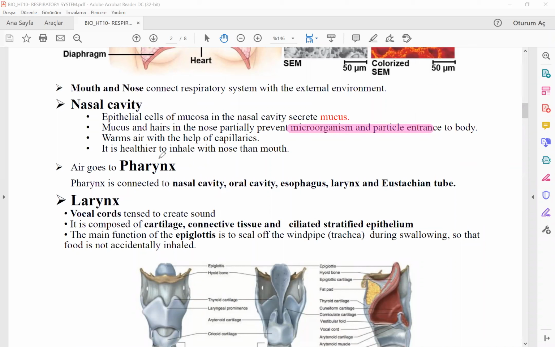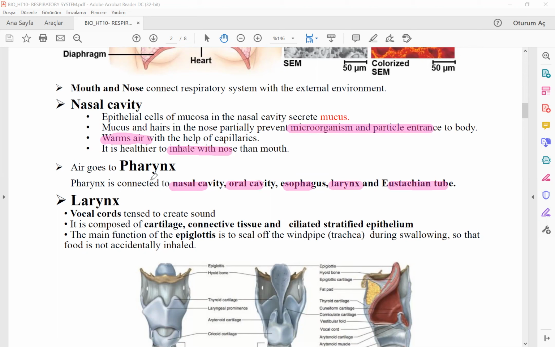And also there are capillaries inside the nose, and they warm the air during inhalation, and it's healthier to inhale with your nose than your mouth because of this mucus, microorganism filtering, and warming part. Then air goes to the pharynx, and the pharynx is connected to the nasal cavity, oral cavity, esophagus, larynx, and eustachian tube. All these structures are connected to the pharynx.